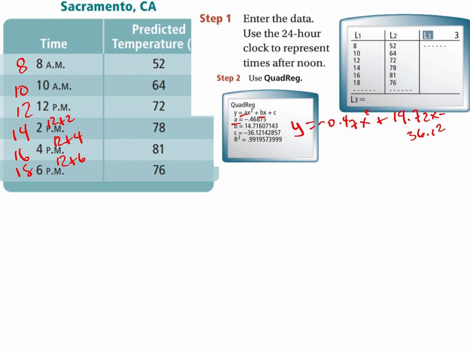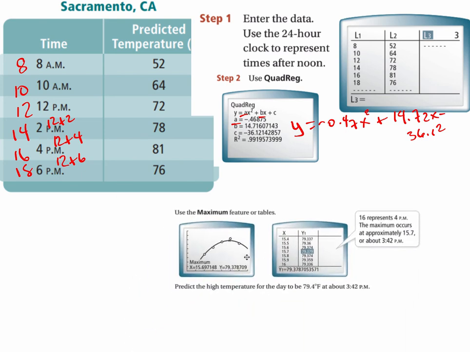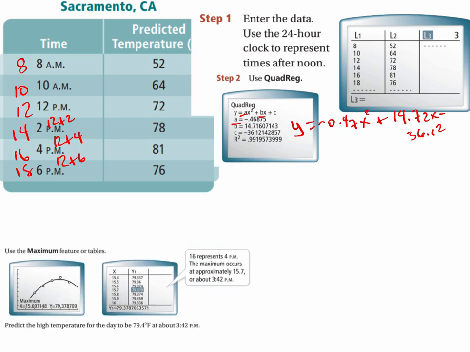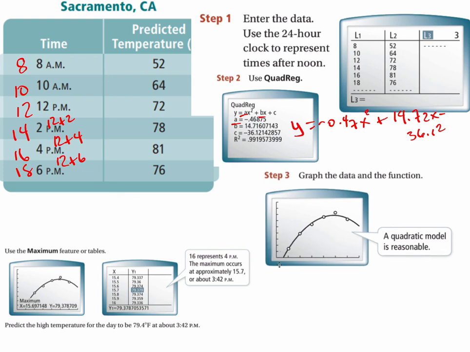Now, if you graph the data, you can use the maximum feature on your calculator. You can either highlight it, depends on your calculator, but you can highlight it and it will tell you what the maximum of the curve is. When you do that, on this example, it turns out the maximum is going to occur at about 15.7 or at about 3:42 p.m. There's a little bit of interpretation on this one.